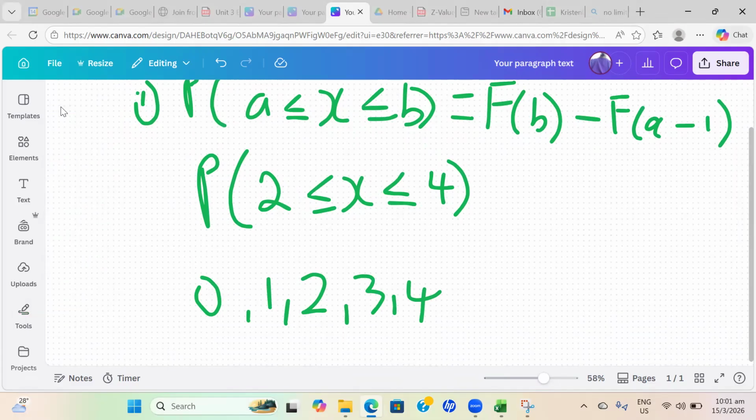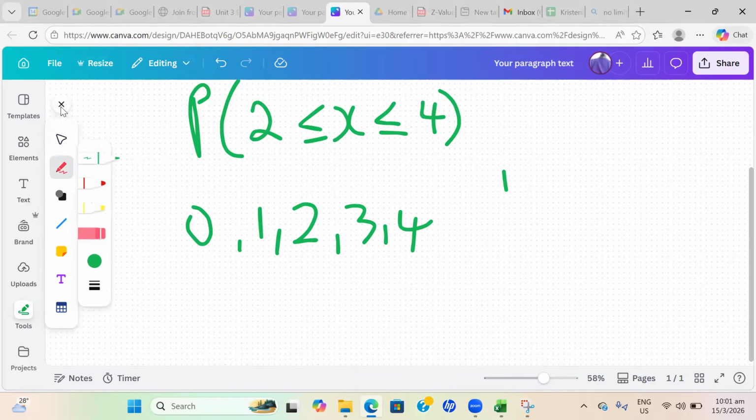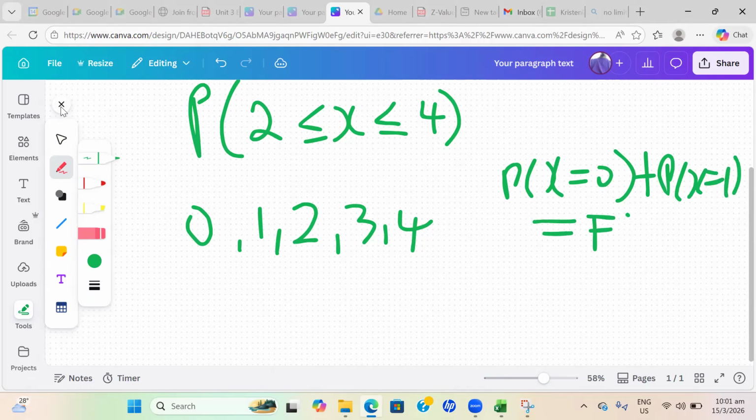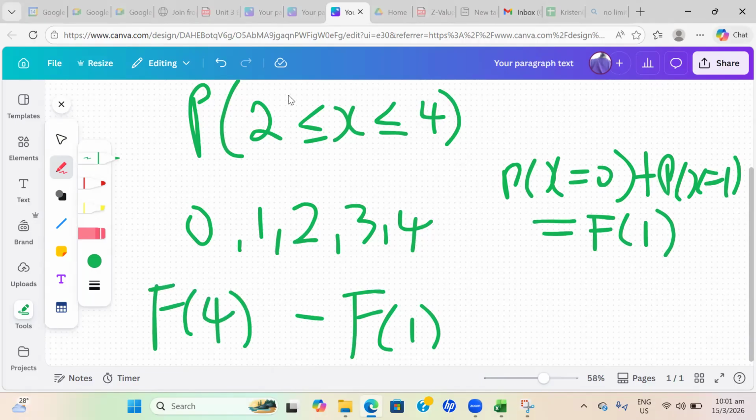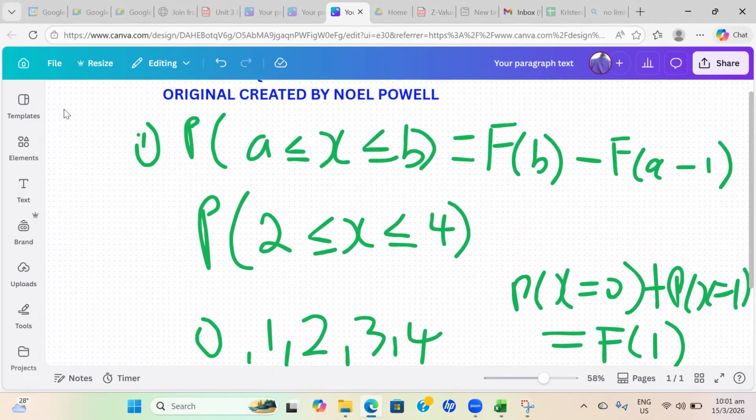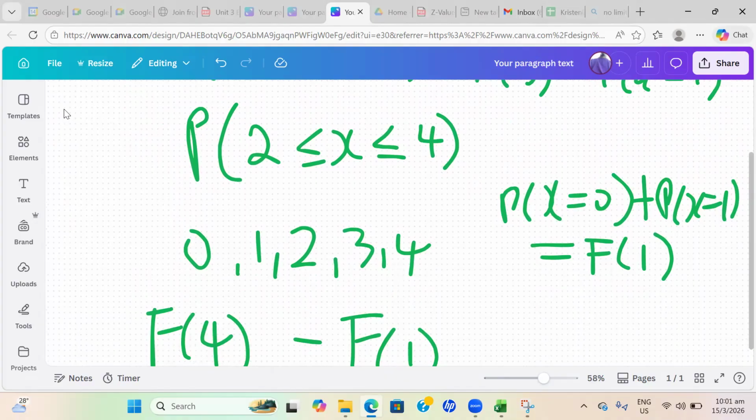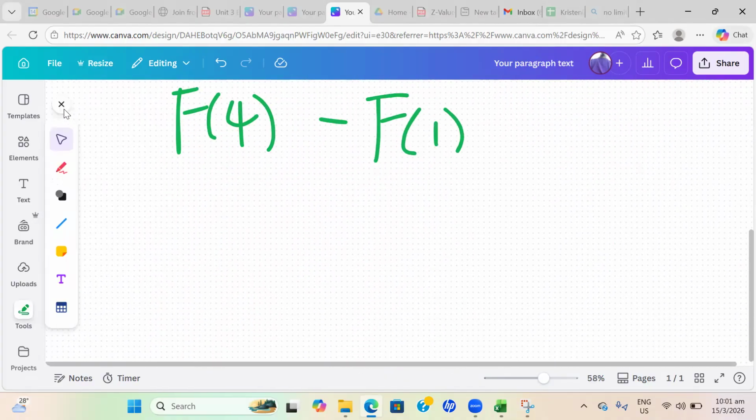Because they are greater than or equal to 2, we're excluding the probability values of x equals 0 and 1. The probability of x equals 0 plus the probability of x equals 1 is the same thing as saying F of 1. So we're excluding F of 1, and excluding means, in a mathematical sense, we are subtracting F of 1 from F of 4. Because this equal sign means we're including the CDF for this 4, it's F of 4 minus F of 1. This is the first rule. I have 3 more rules to show you.